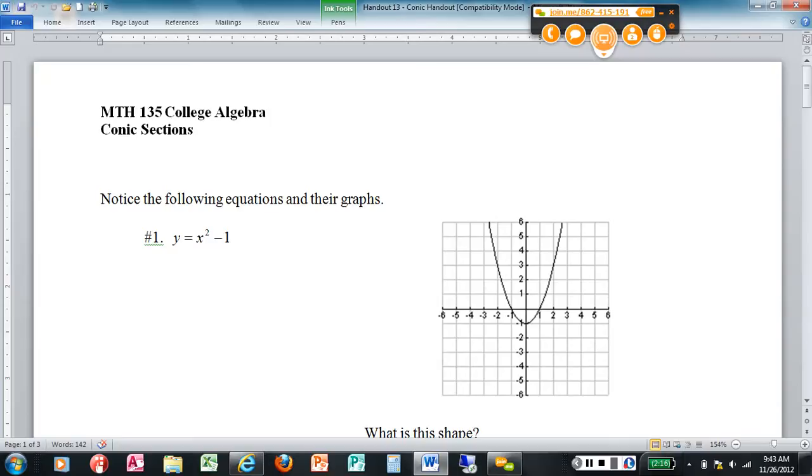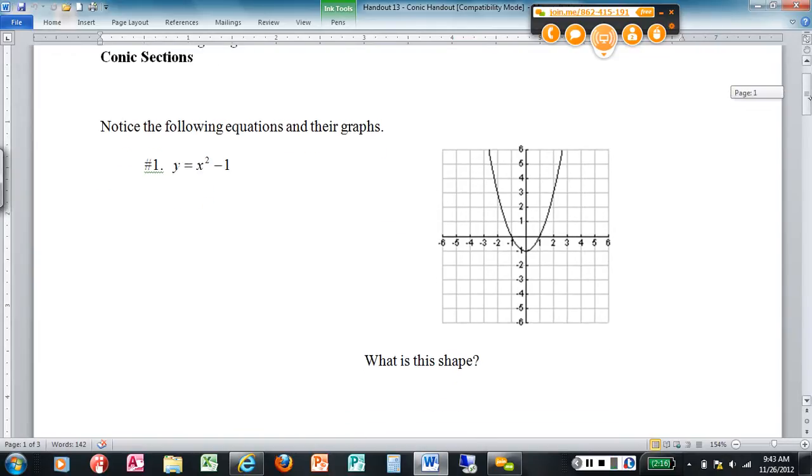All right, let's talk a little bit about what are called the conic sections, different shapes, different types of curves. The first one we've dealt with before, and I have an example here. It's y equals x squared minus 1. That is actually called a conic section also, but we did talk about it without calling it a conic section.